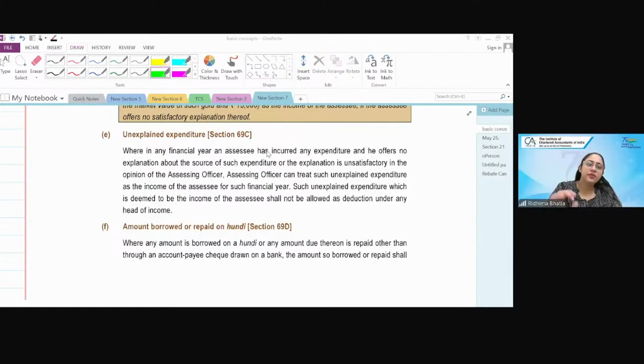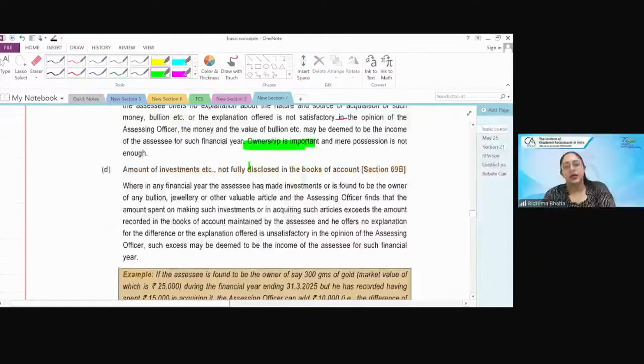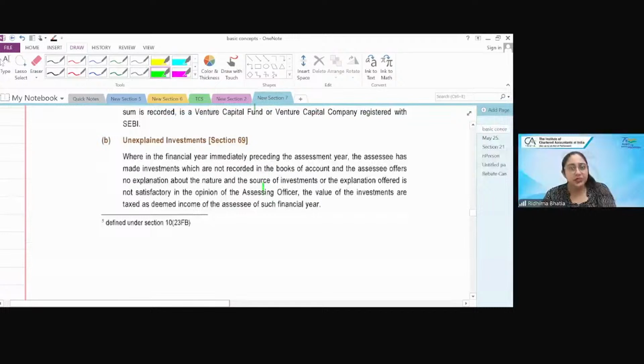Last, you are able to get it just from the name, and I am pretty much sure you guys are that smart. Last part is unexplained investment and undisclosed investment. First of all, unexplained investment. Unexplained investment is that you have investments, but are not recorded in the books of accounts.